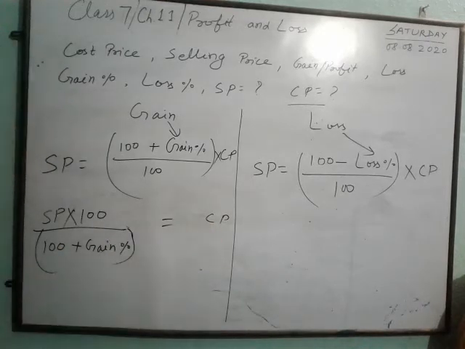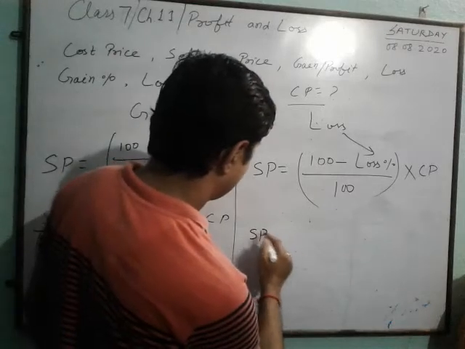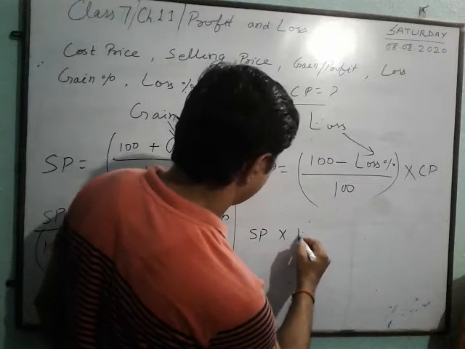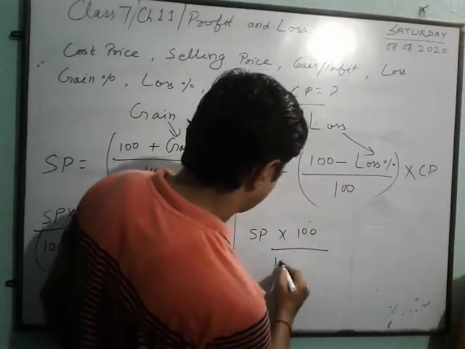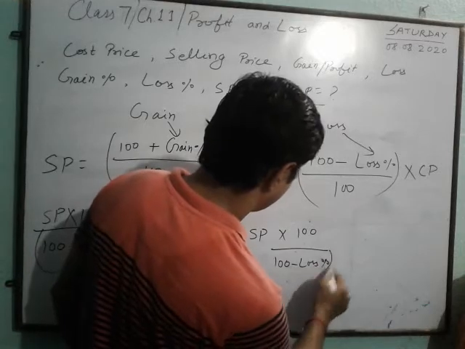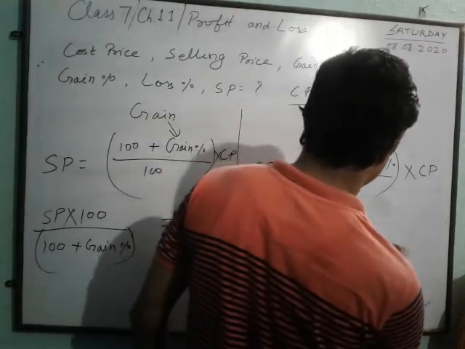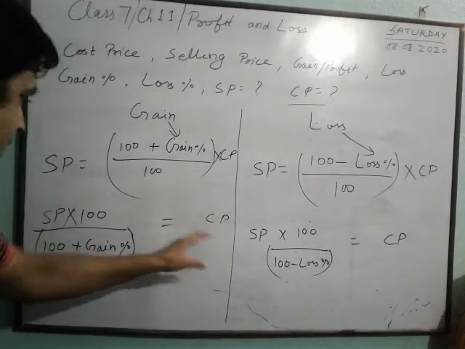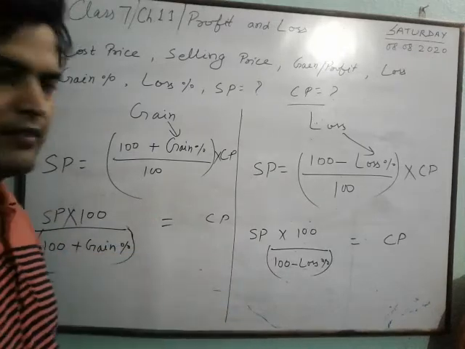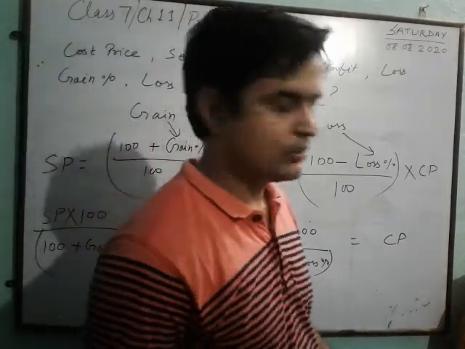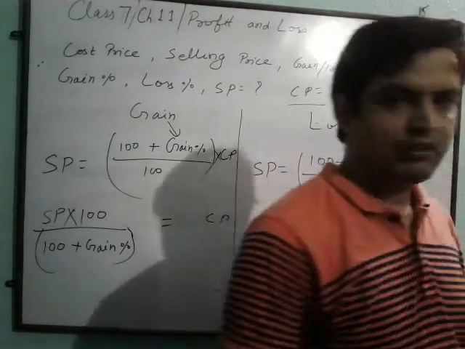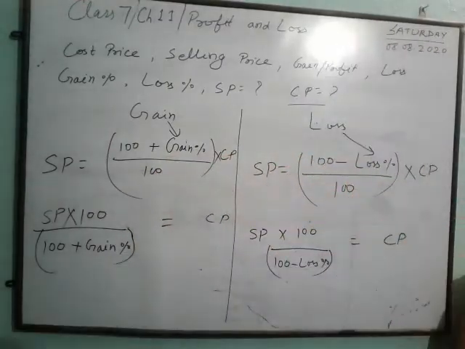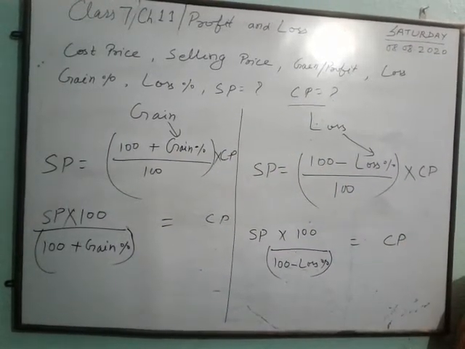Equal to CP. Likewise, in case of loss, 100 will be multiplied with SP divided by 100 minus loss percent, equal to CP. Now we will interchange this. We will write CP this side and write this side, and our formula is ready. So don't get bothered. Now I will try to solve some questions before you all. So just wait while I write the question on the board. Why should I waste time and memory?